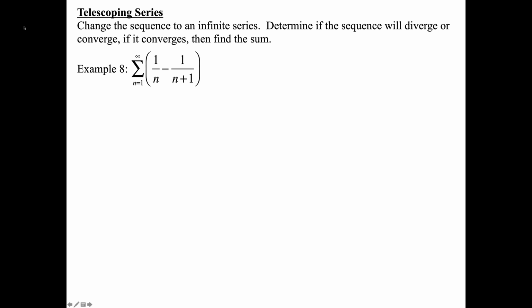Okay, 11.2, part 2. Like I said, it was a long section, so I broke it into two parts, trying to keep them around 15 minutes. Telescoping series is another type of series like geometric. It's easy and quick to find the sum, but you've got to see the pattern.